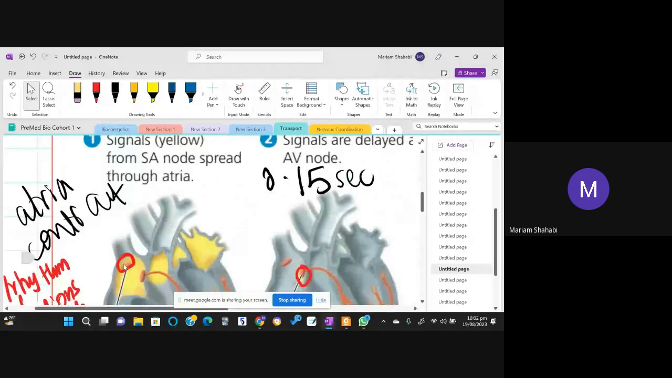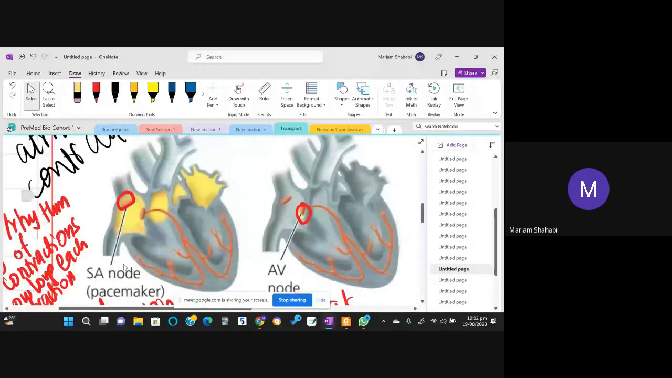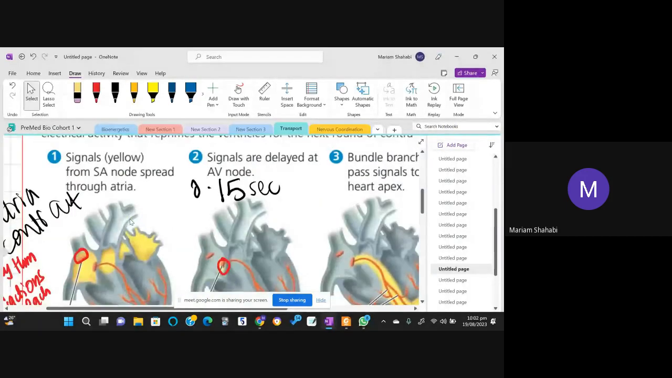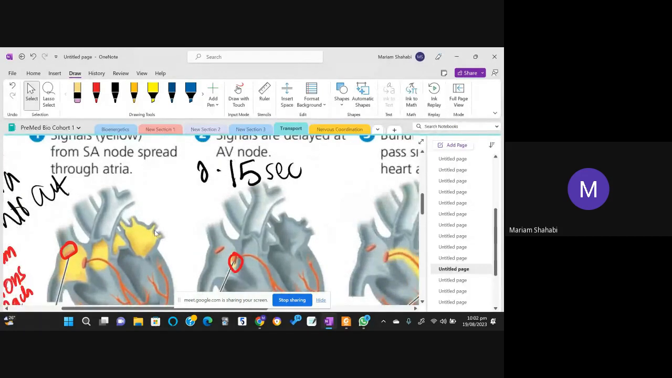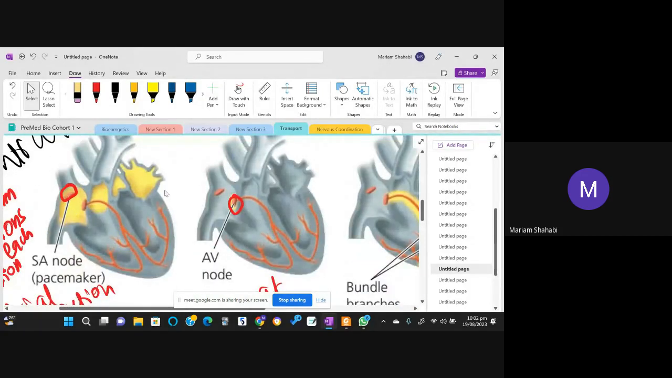So the signal will originate from the sinoatrial node. Then that signal will spread throughout the atria. Now it will spread throughout the atria because all of the atria is basically cardiac muscle. All of that is cardiac muscle. So the electrical impulse will travel throughout the cardiac tissue and the atria will contract.